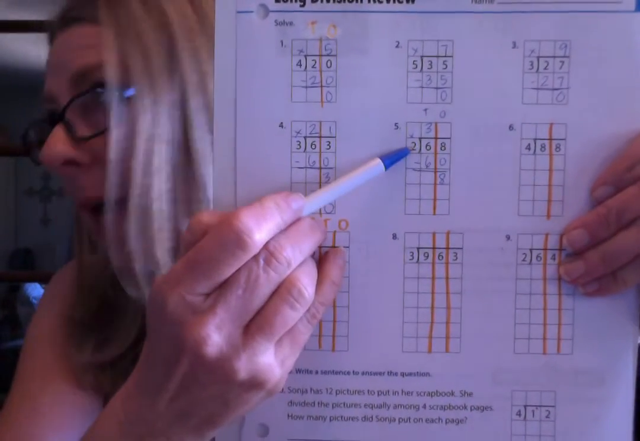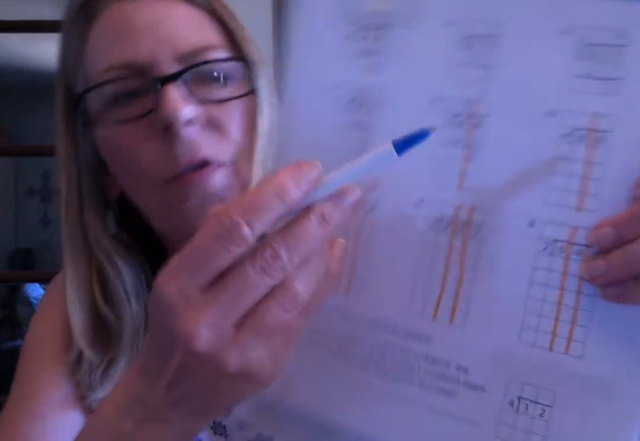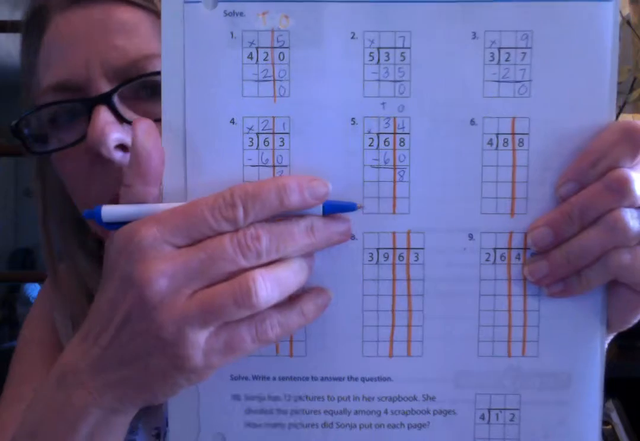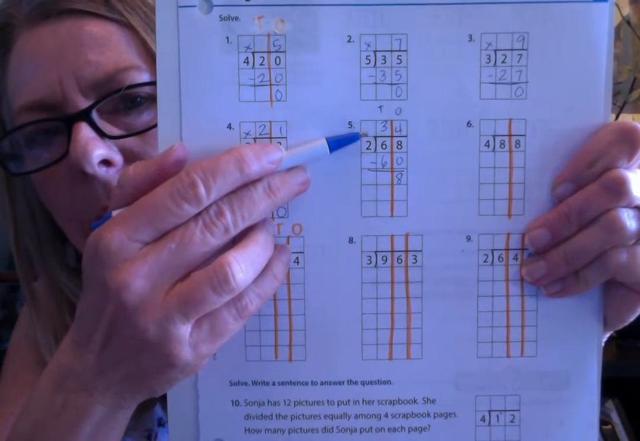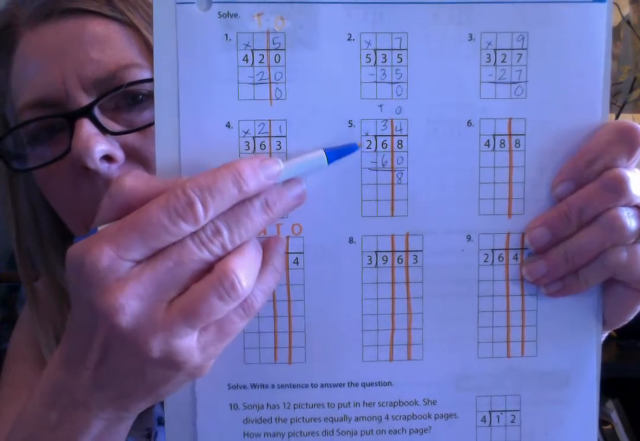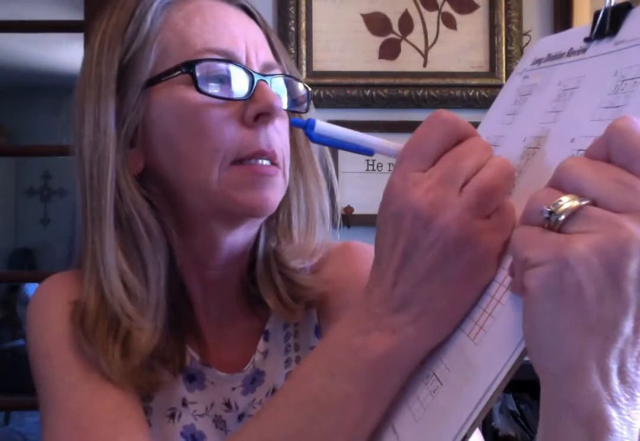Okay, so I have my 8 ones, divide by 2 equals 4. Right, so I put my 4 up here in my ones column of my quotient, and now I'm going to multiply my ones. So 2 times 4, and I'll put my answer in my ones column. 2 times 4 equals 8.